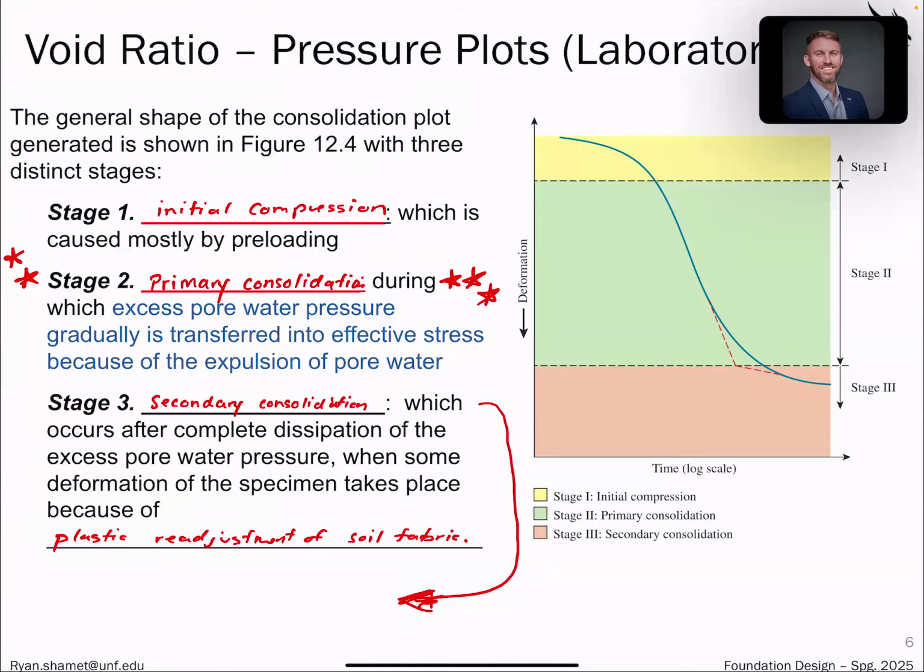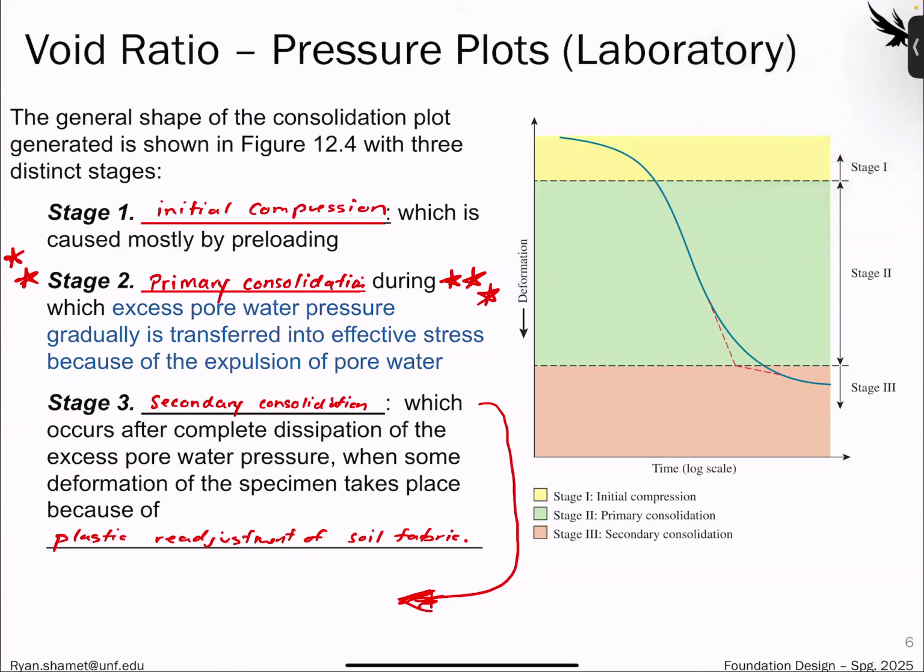Okay, so moral of the story for this slide. Primary consolidation, keep that in mind, that there might be more than just the primary consolidation. But the primary consolidation is the biggest chunk, and that's the one that's easiest to define from a mechanics standpoint. The initial one is more elastic settlement. The secondary consolidation we'll talk about at the end, in a few weeks. But the primary consolidation is the big thing that we are using this test to find.